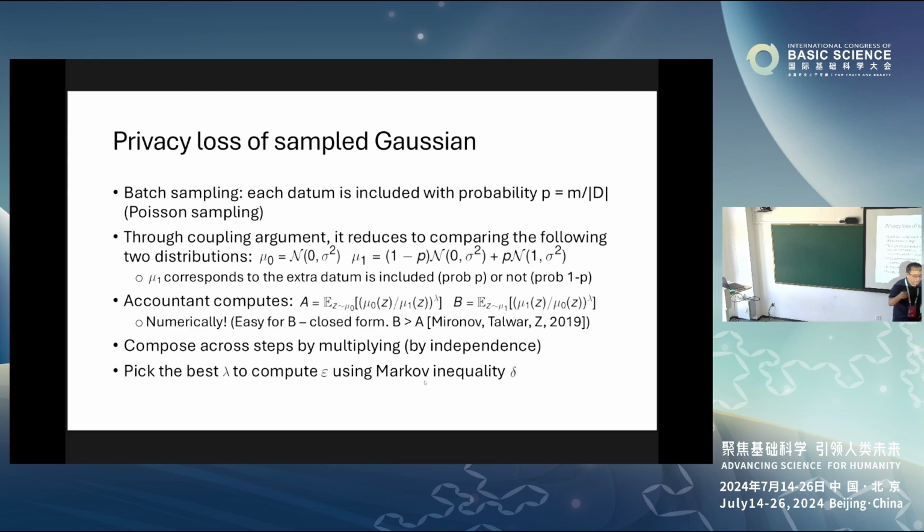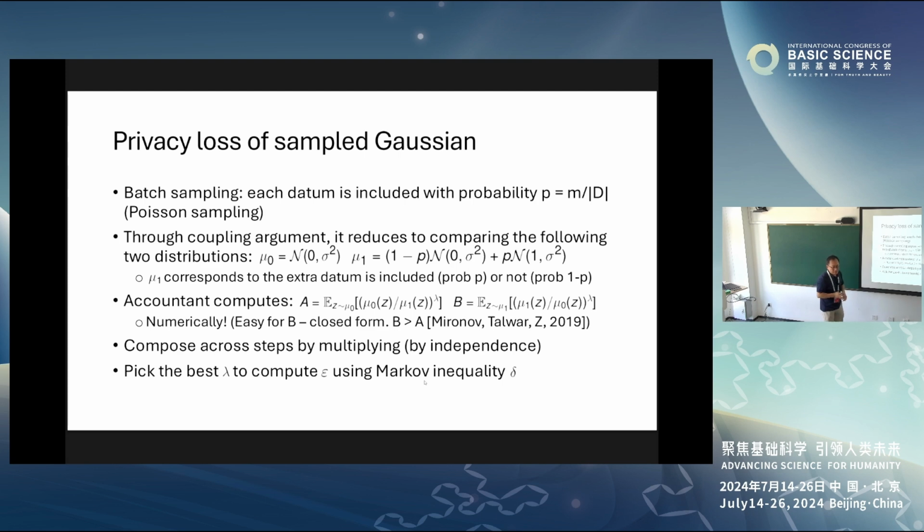Lambda could be 1, 2, 3, 4 up to 128, whatever. So then we applied this to our DP-SGD.